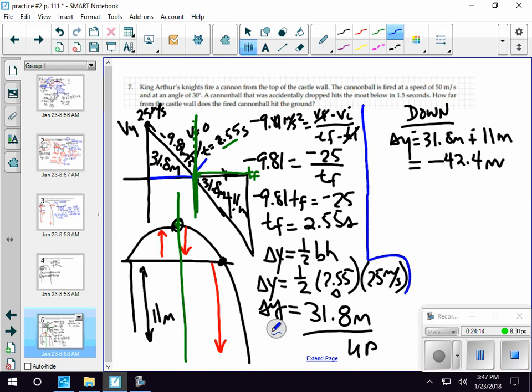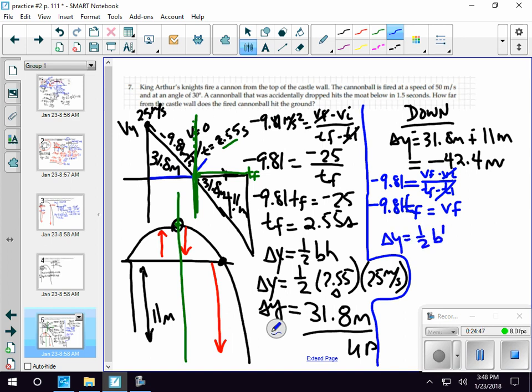Let me give myself a little breathing room in here. All right, so on the way down, negative 9.81 equals VF minus VI over TF minus TI. TI is 0 because I said it was. VI is 0 because I said it was. And I reset the axis. That is a tricky little thing. That should be TF equals VF over negative 9.81. Great. And then, of course, I'm going to use my area under the curve. And then I'll substitute one into the other.